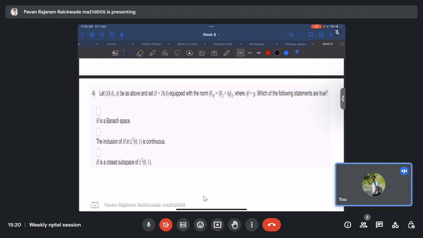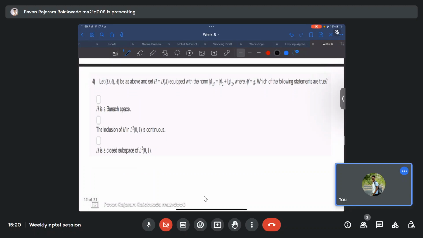So we are on question number four now. As it is defined, for the domain we are defining the norm of (f, g) in H to be the L2 norm of f plus the L2 norm of g. So the following statements are true. H is a Banach space.